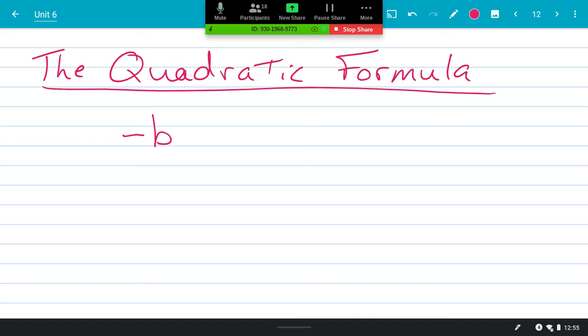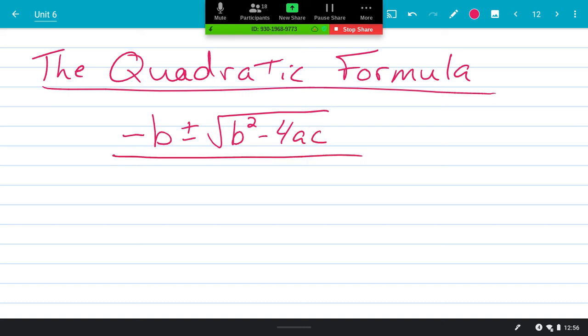I could see. Negative b plus or minus the square root of b squared minus 4ac, all of that over 2a. That is the quadratic formula. Now, for starters, let's talk about standard form of a quadratic.